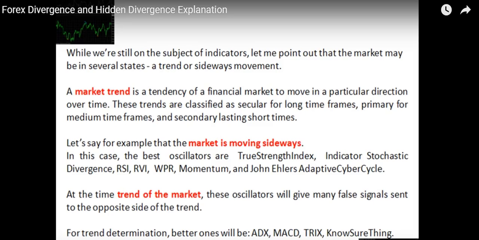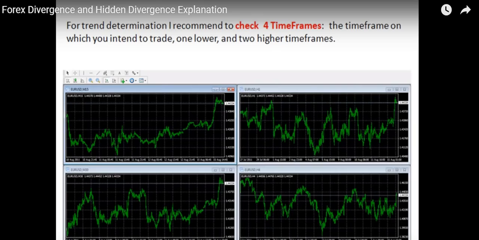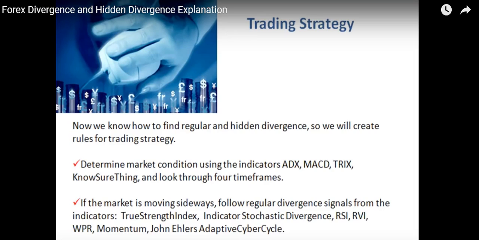For trend domination, better ones would be ADX, MACD, TRIX, and No Sure Thing. For trend domination, I recommend to check 4 time frames: the time frame on which you intend to trade, 1 lower, and 2 higher time frames.